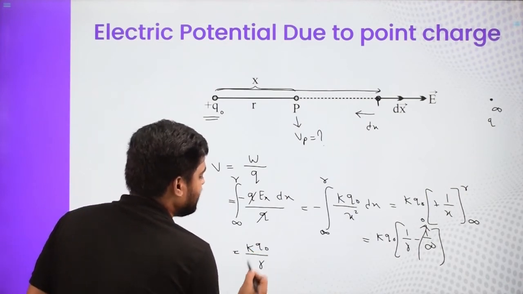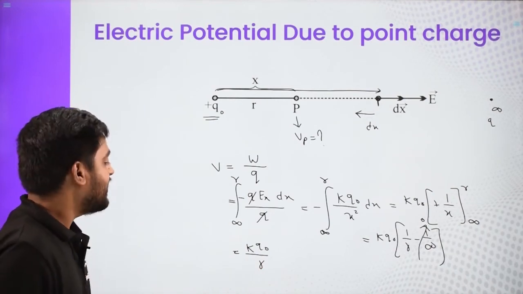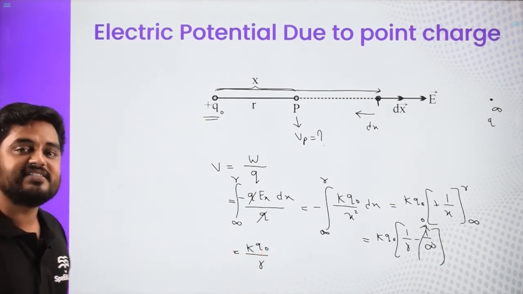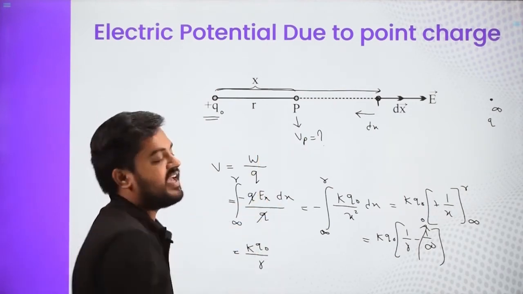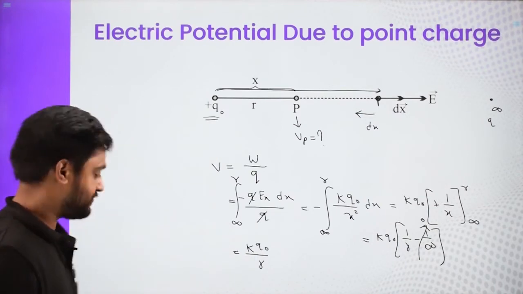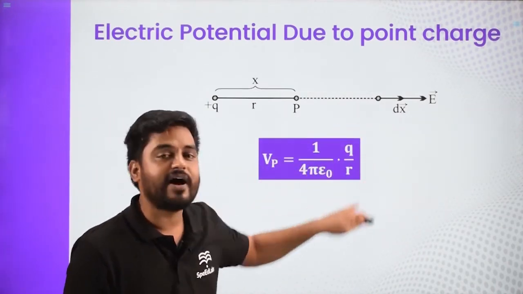So we say that the potential due to a point charge at distance r is given by kq by r, where q is the charge and r is the distance of the point from the charge. So this is the formula, kq by r.